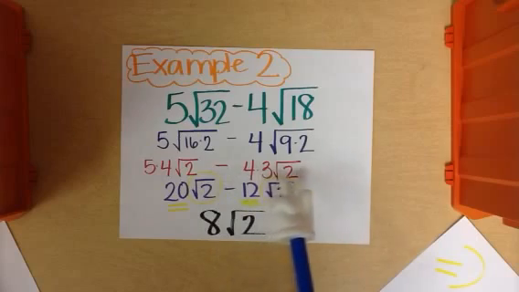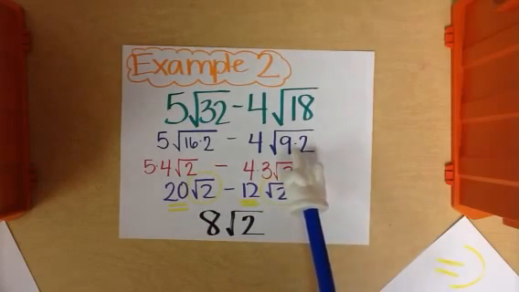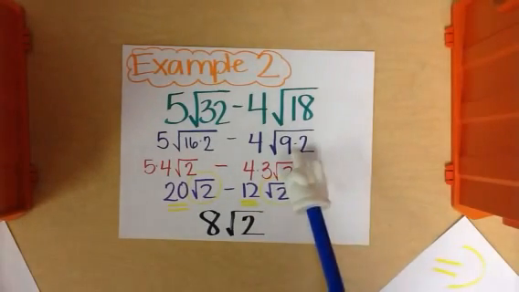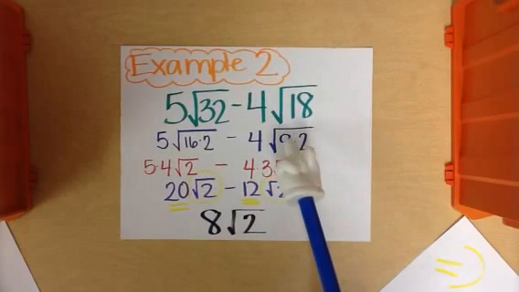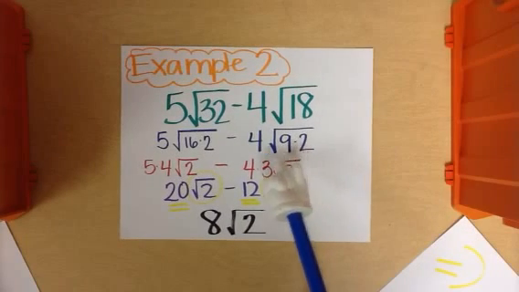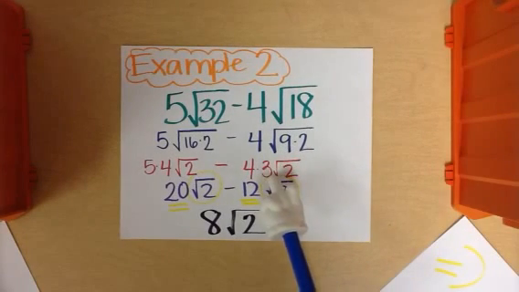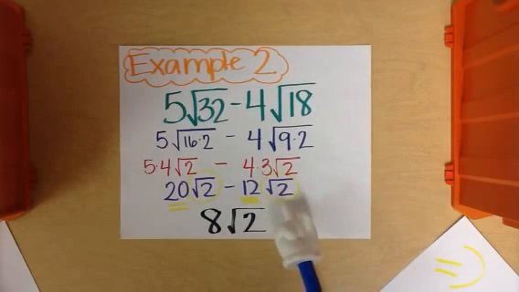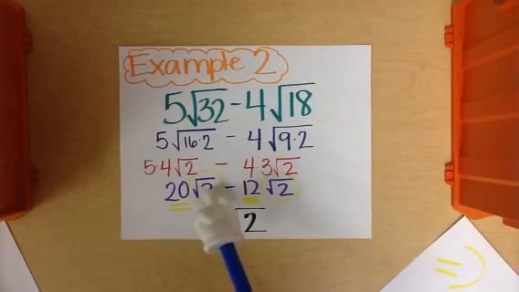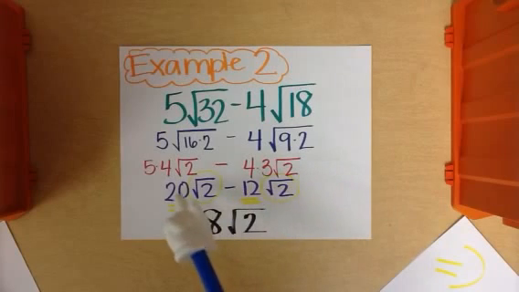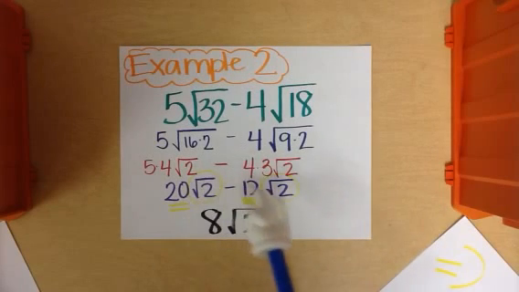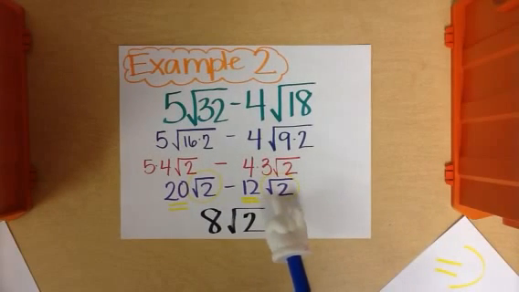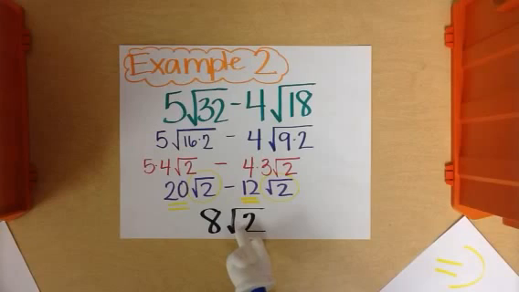When I come back up to this one, I could rewrite the square root of 18 as the square root of 9 times 2. I can take the square root of that 9 and get 3. And if I multiply that by the 4 I already had, I would have 12 square roots of 2. So now, since I have like radicals, I can take my 20 square roots of 2, subtract my 12 square roots of 2, and that gives me a total of 8 times the square root of 2, or 8 square roots of 2.